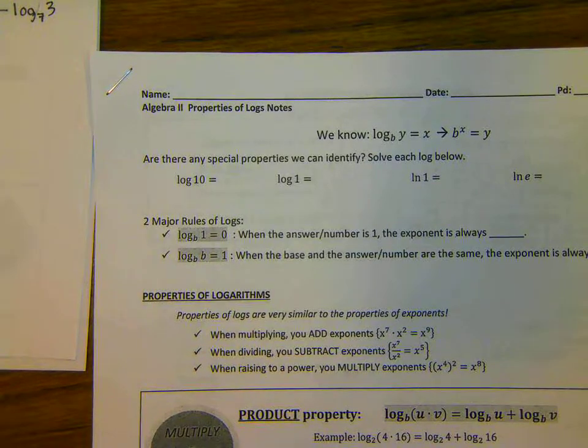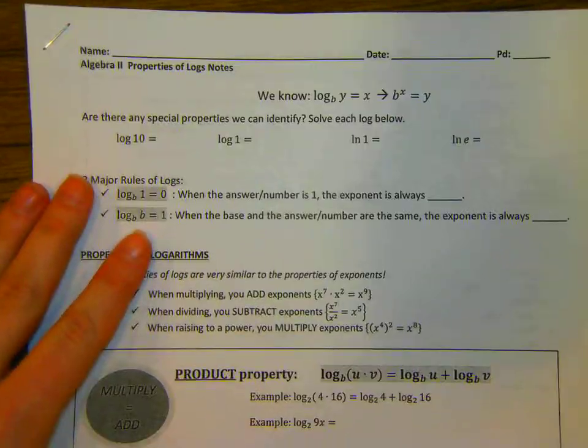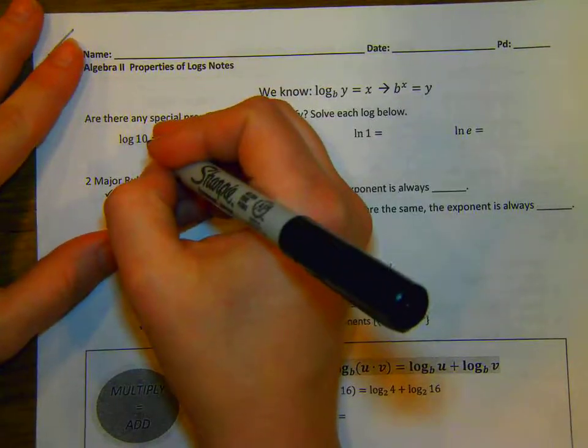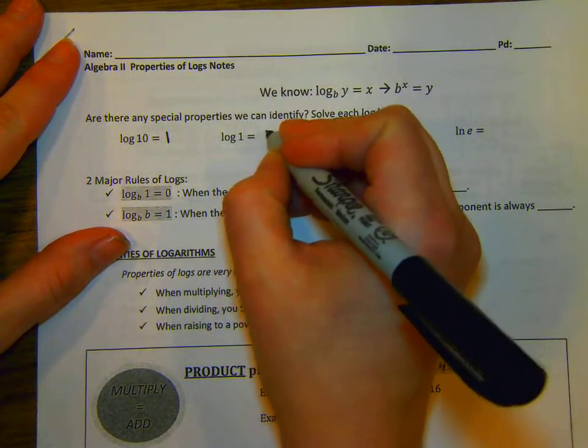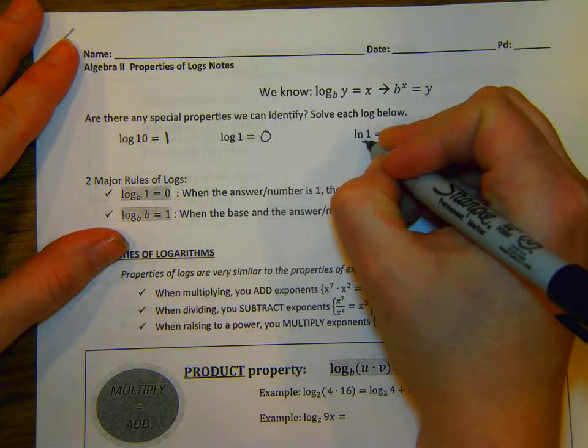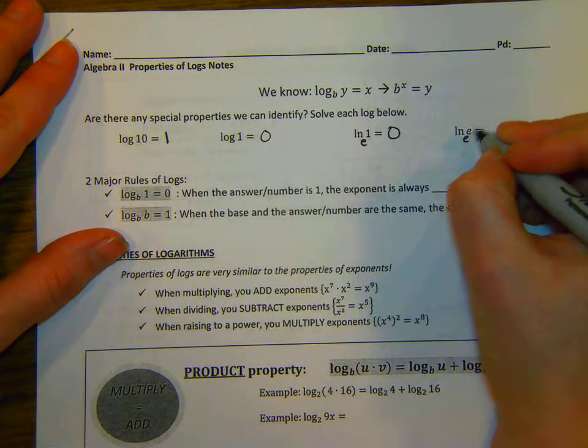Okay, so what we're going to be doing here is properties of logs, which are a lot like properties of exponents. So just a reminder, these special properties we talked about: common log when it's at 10 is 1. Anything to the 0 power is 1. When it's a base of e, to get a 1, it's again 0 power. And a base of e to itself is 1.